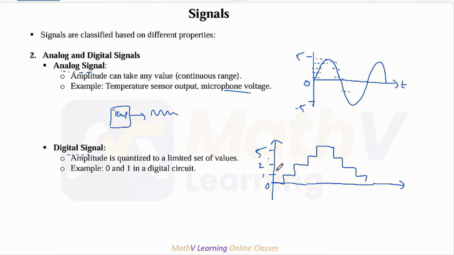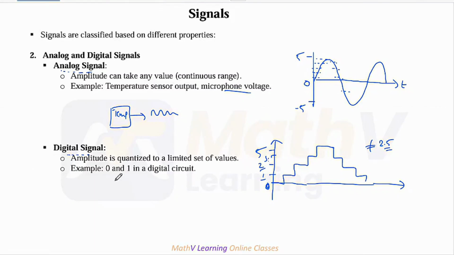Okay, so this is a signal which is a digital one. That is, it is having discrete values of amplitude like 0, 1, 2, 3, etc. till 5. While there won't be any value like, for example, 2.5; it can have either 2 or 3. Okay, so such signals are known as digital signals.